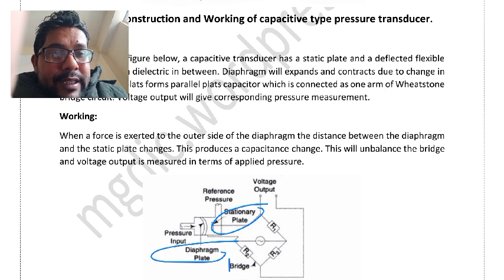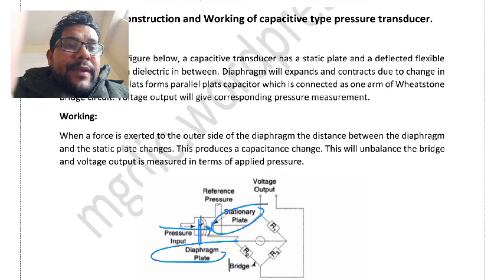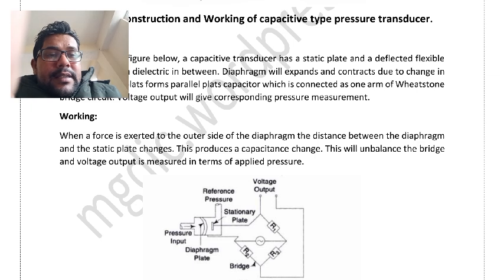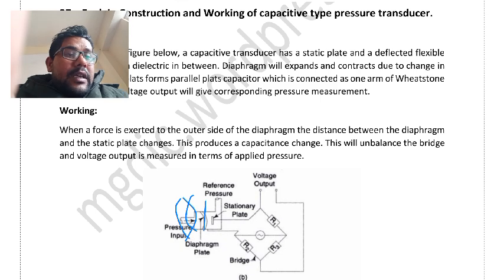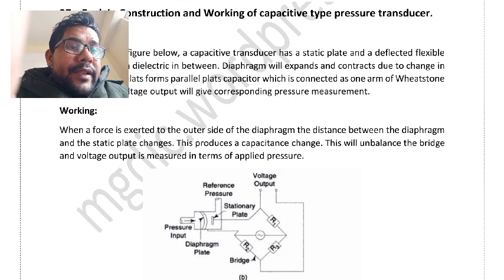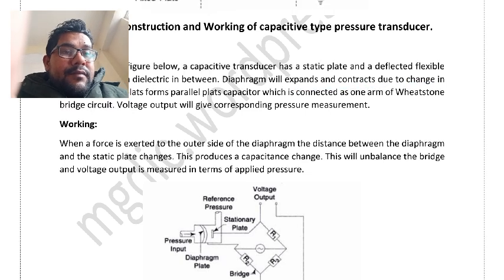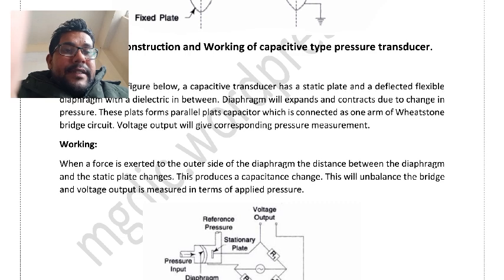When there is no pressure, it stays here, and when pressure is applied, it moves to here. So the distance between the plates will change, and because of the change in distance, the overlapping area will also change. The diaphragm will expand or contract. If the diaphragm expands, this plate moves like this, when pressure is applied. Due to the change in pressure, the capacitance changes.